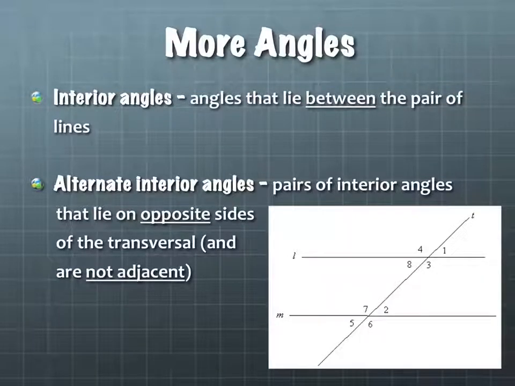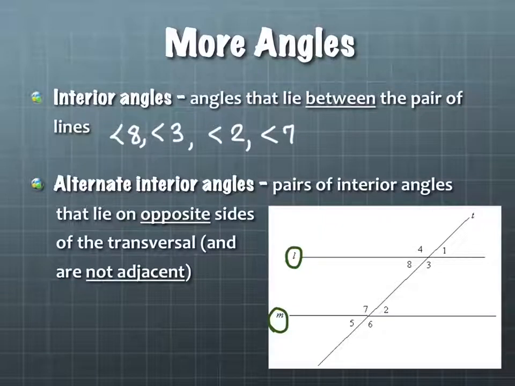Interior angles are angles that lie between the pair of lines. So the lines that are referenced here are lines L and M. And there are interior angles. So name me an interior angle of this diagram. Angle 8 is an interior angle. What's another interior angle? Angle 3 and angle 2, and there's one more. Angle 7. Those are all called interior angles. And they're specific to this diagram, right? And where they're located and where those lines L and M are located.